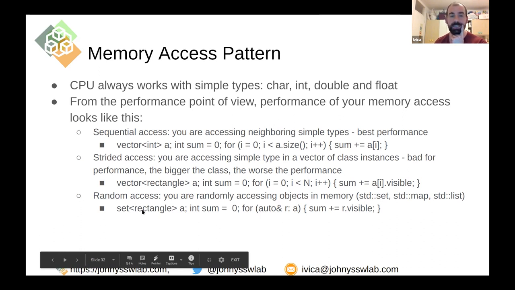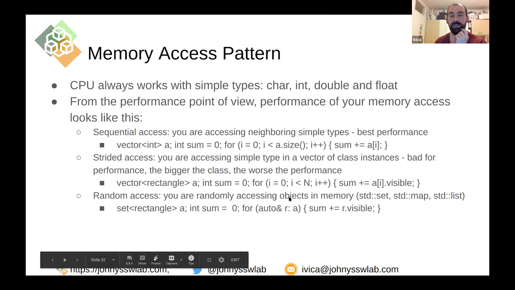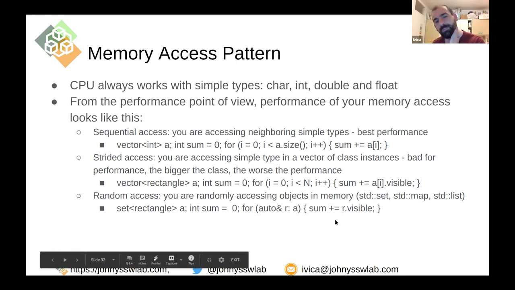So again, here you have a set of rectangles, and then we are using this for auto, this advanced for, how do you call it? Range-based, oh sorry, for each. Range for loop. Range for to do the summation, this will be the slowest.